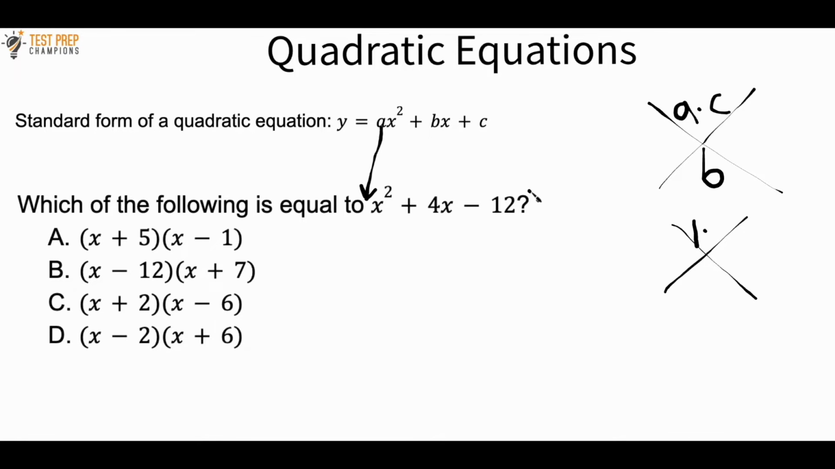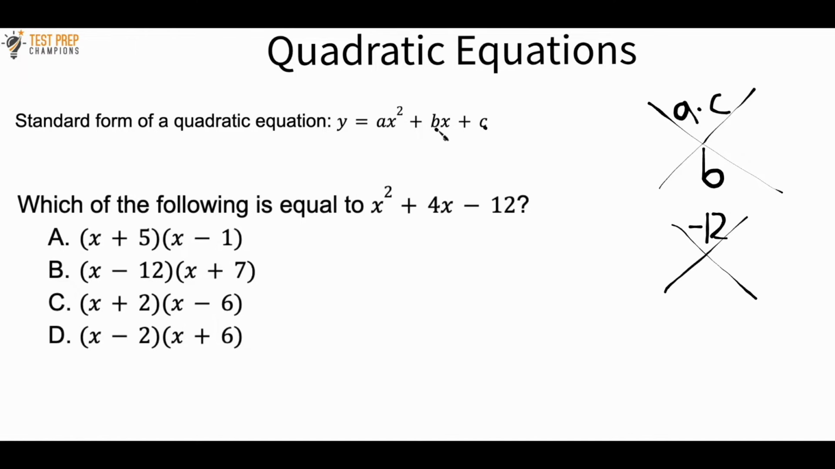And what's my c? Well, my c, if we look at the standard form, is the last term. My c is negative 12. And it's very important to consider the minus sign in front of the 12. And so we're going to have 1 times negative 12. That's going to be my a times c. So what is 1 times negative 12? 1 times negative 12 is just negative 12. So I'm going to put that on top of my X. And so I'm going to write the b down here.